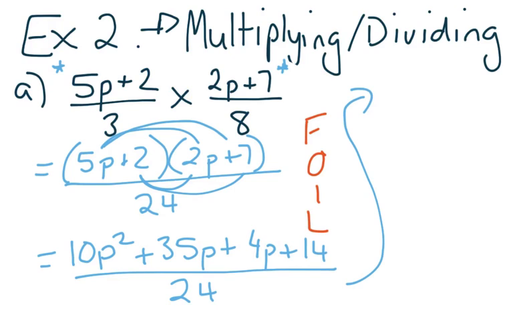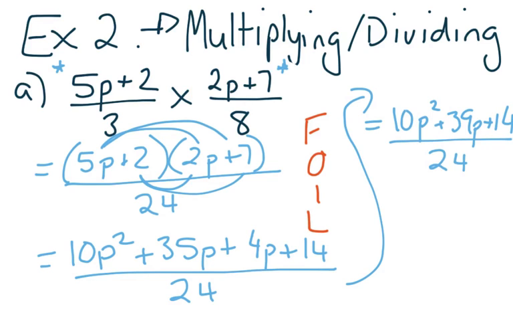Once we've done that, we get our answer by collecting the middle. So we get 10p squared, that just stays as it is, plus 39p plus 14, all over 24. All I did there was looked at these two things here. They're the same, and I added them together to get the 39 over here. And that's our final answer, 10p squared plus 39p plus 14 over 24.